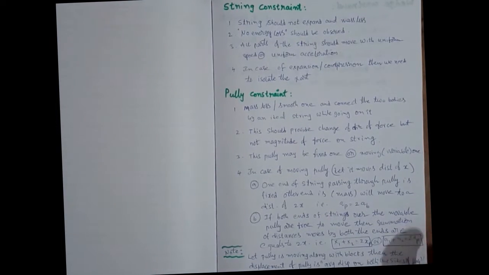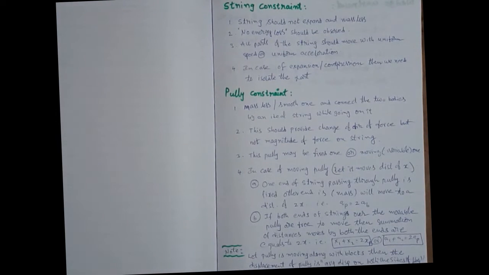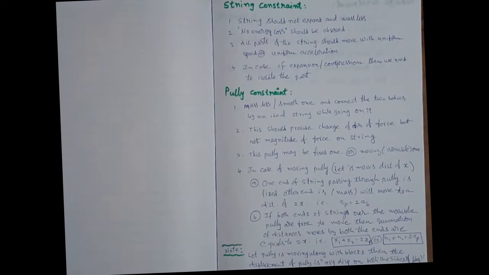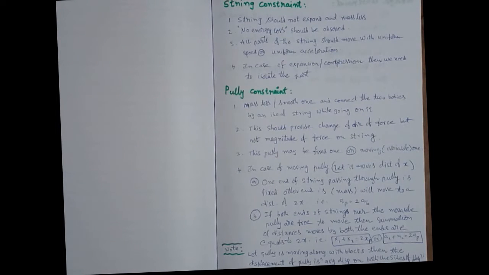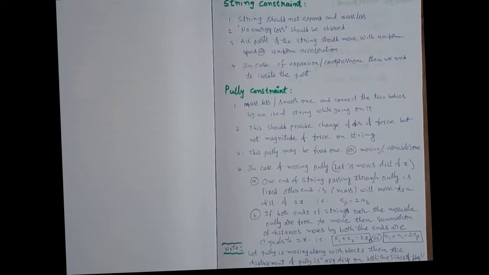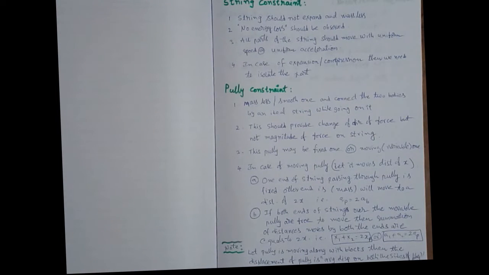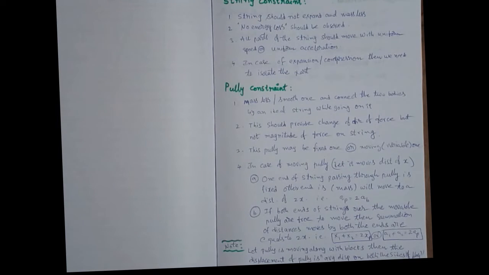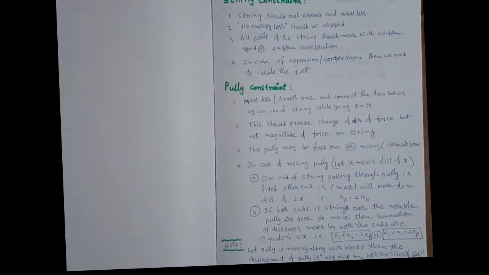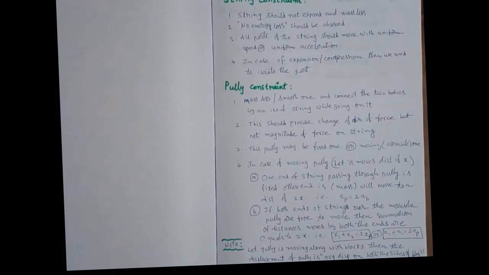Second one is the most important one, that is called Pulley constraint. Under the Pulley constraint, first, the mass of the pulley should be 0 and it should be free from all frictional forces. An ideal pulley always means a massless and frictionless one. And the pulley should change the direction of the tension in the cable, but it should not alter the magnitude of the tension in the given system.